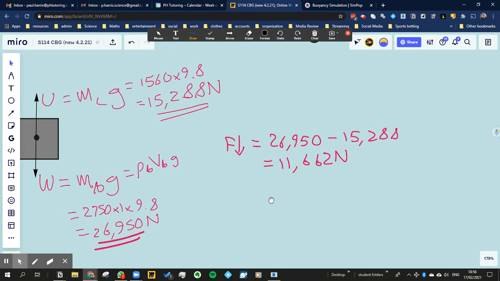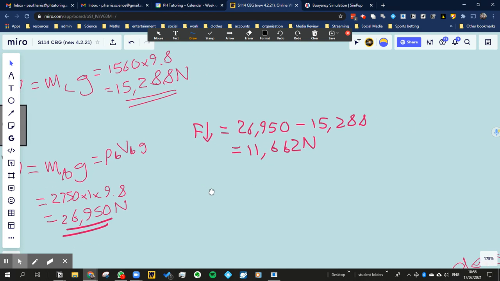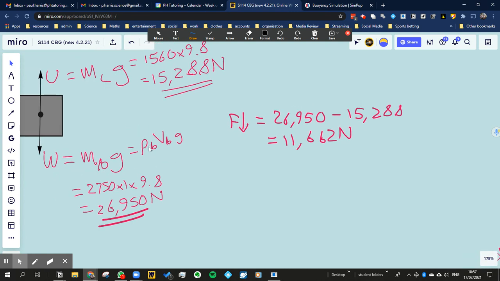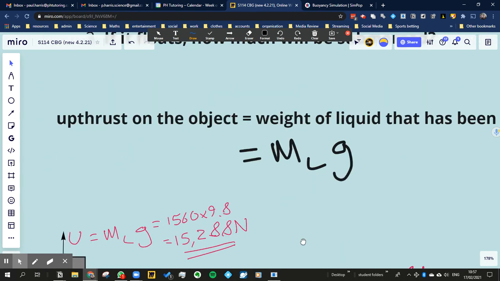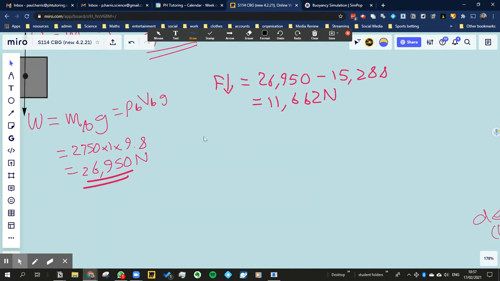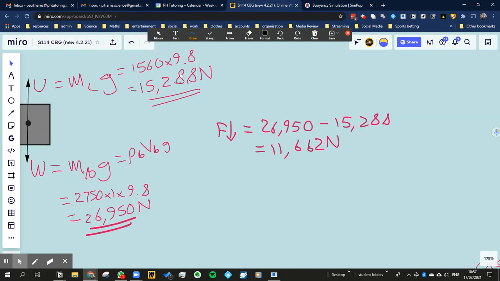And then we've got the weight. We do the same sort of thing. We do the mass of the block multiplied by gravity, which is going to be the density of the block multiplied by the volume of the block multiplied by gravity. The density of the block was 2,750, that was the density of aluminium, multiplied by 1, which is the volume, multiplied by gravity, which is 9.8. We get 26,950. So we have this difference.